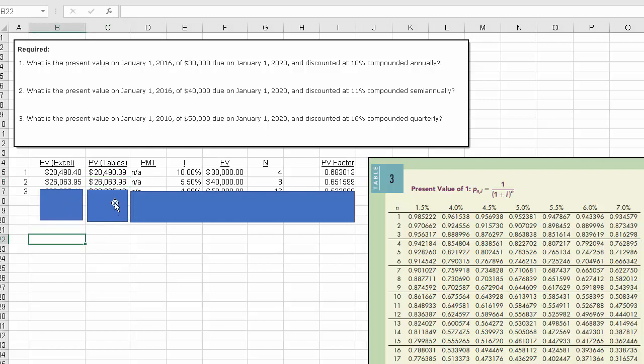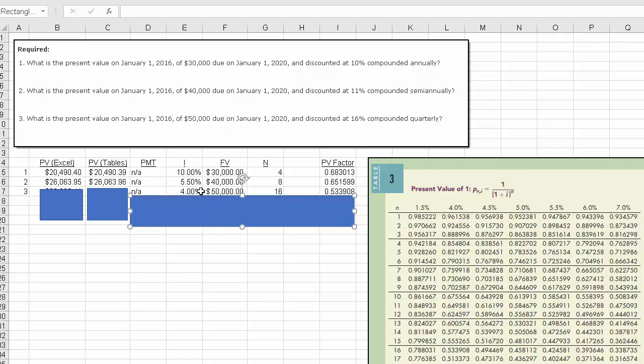All right, and then the last one, let me slide this up a little bit. 4 years, 50,000, 16% compounded quarterly. Okay, so again, there's no payment involved, but now it's 4%. Well, why is it 4%? 16% divided by 4. You need to know what the interest rate is per period. So the per period interest rate is 16% divided by 4, and that also means instead of 4 years, we have 4 periods per year, 16. Okay, so now I'm going to look for 4% with 16. I do that, and I get 0.533908 right above my mouse, right here.